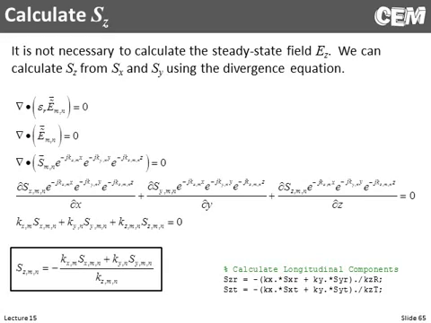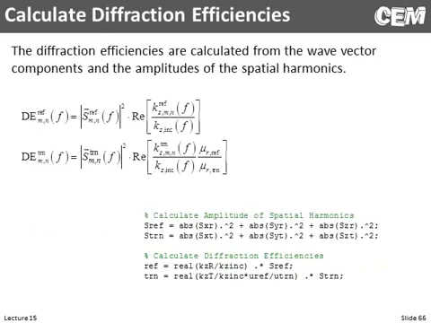So we go back to the divergence equation for that, and now we have an equation to calculate the longitudinal components along with the MATLAB code shown off to the right. Again, this shouldn't be any big surprise. And now we calculate the diffraction efficiency using the exact same equations that we used before. And the reason we can use the same equations is we Fourier transformed the fields. We're really doing calculations in the frequency domain now because we Fourier transformed them.